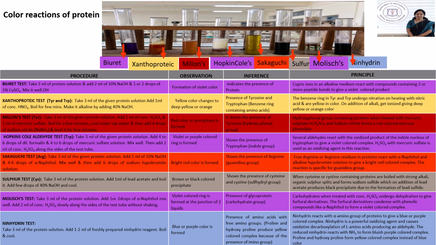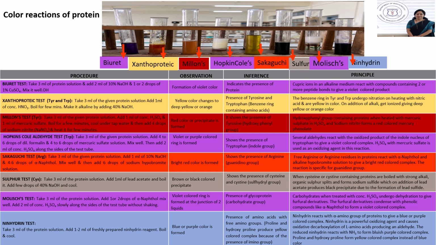This presentation is on color reactions of protein. These are the various tests that are performed to identify the different amino acids that are present in the protein. The list is as follows. First is Biuret test. This is a general test for proteins. The observation is formation of violet color, which indicates the presence of protein. A minimum of 2 peptide bonds has to be present for this test to be positive.